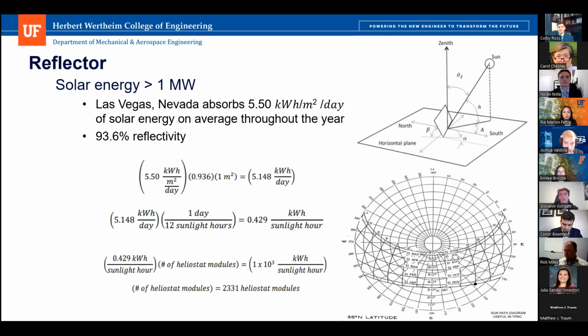It's a little difficult because there are a lot of factors that come into play for this solar energy of 1 megawatt. For example, the sun moves throughout the day, so you can see there the sun path diagram. That's going to change the angles and the percentages of actual solar energy that's reflected. It also depends on the time of day and the strength of the sun. So there are a lot of factors that come into play to determine the actual number of heliostat modules necessary.